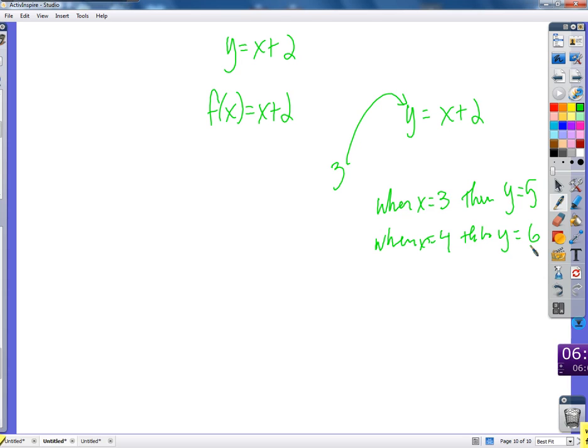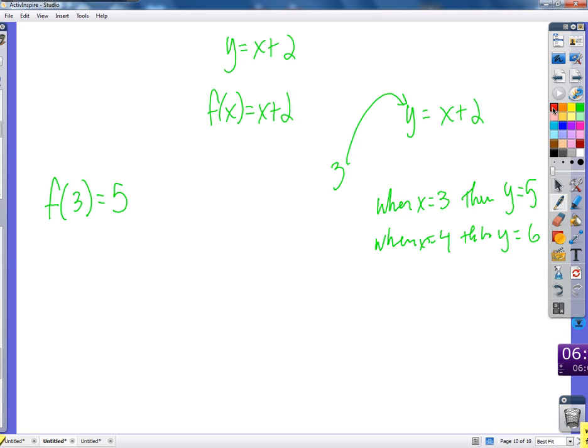Mathematicians like shortcuts and shorthand. So rather than say when x equals 3, y equals 5, we say f of 3. The function has a name. The name is f. And then right here, you just put what is the input. Well, in general, the input's x. Specifically, right now, we're going to put an input of 3. So, what's f of 3? It's 5. F of 3 is 5. When I put 3 into that function f, then I get 5.